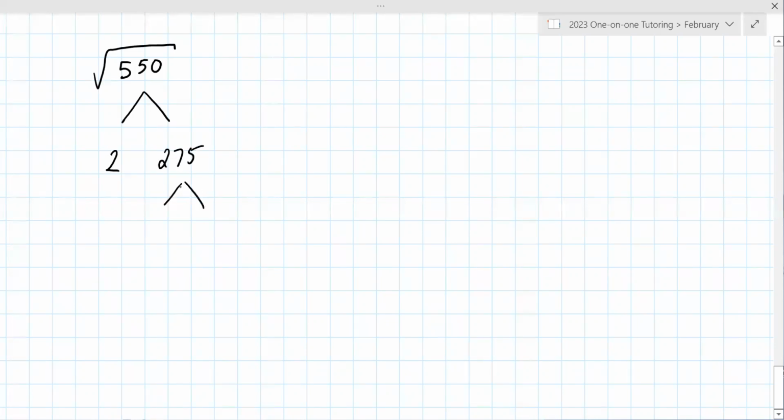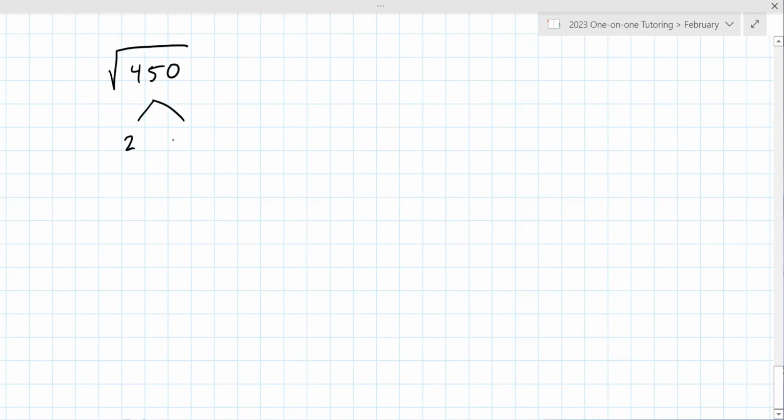Are you kidding me? This is going to be a bigger one. So the next thing you look for is, does 5 work? I'm sorry, I gave you a bad number here. I apologize, this is not the right number to do. We're going to do the square root of 450. Sorry about that. So it's 2 and 225.